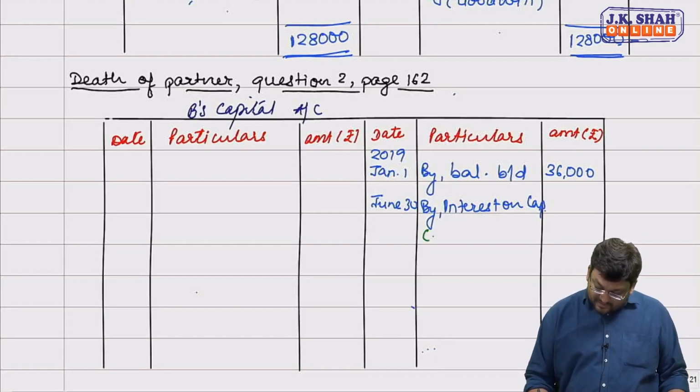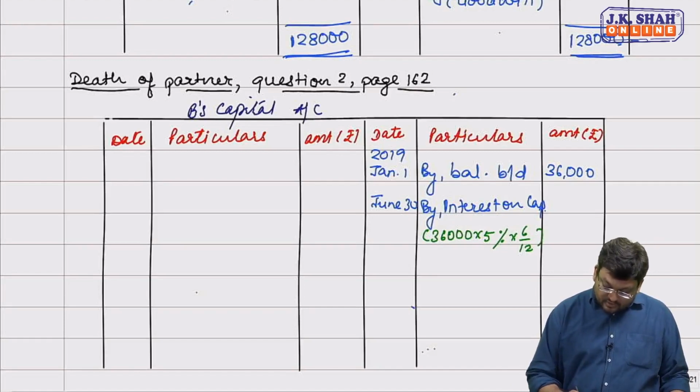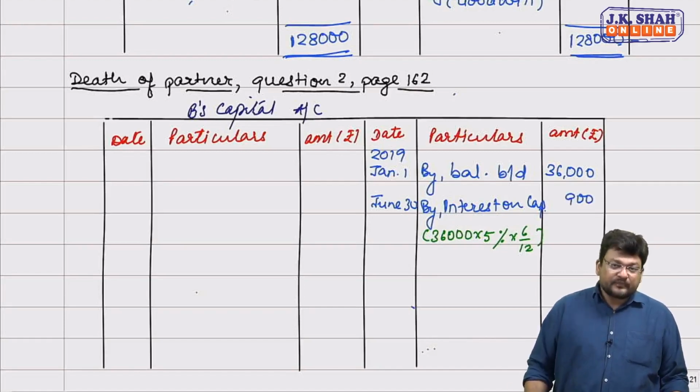See, his capital balance was 36,000. On that capital balance, we are supposed to give interest at what rate? 5% for 6 months. So, interest on capital for B comes to rupees 900, correct? Yes, sir. Then what else is to be given?